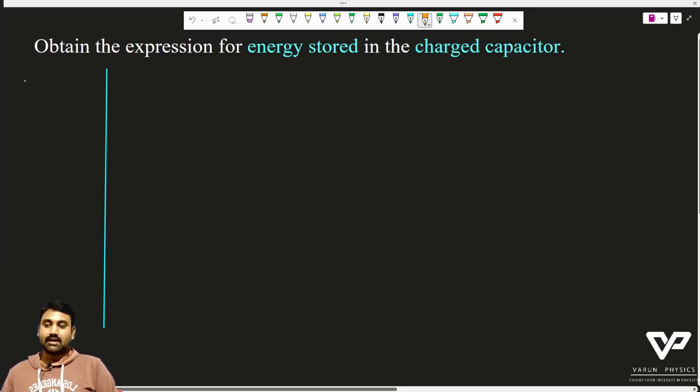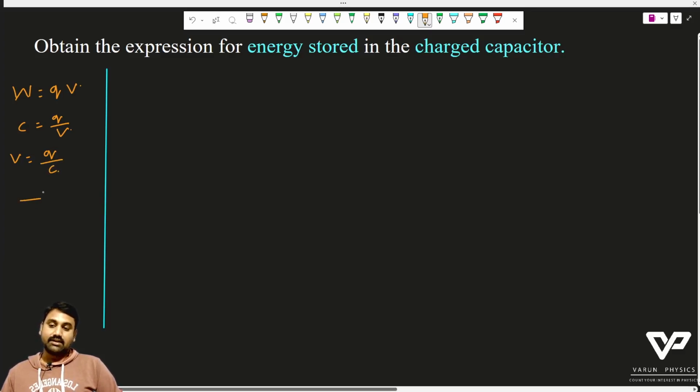The basics we need to know here: first thing, work done against any system is stored as a potential energy. Therefore, the work done due to a charged particle is given by work done is equal to Q into V. This one we should know. And we know that C is equal to Q divided by V, or V is equal to Q by C. Basic definition.